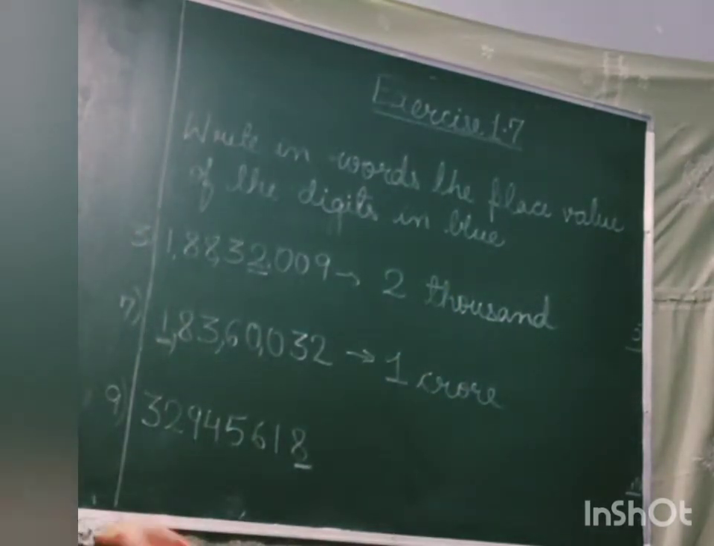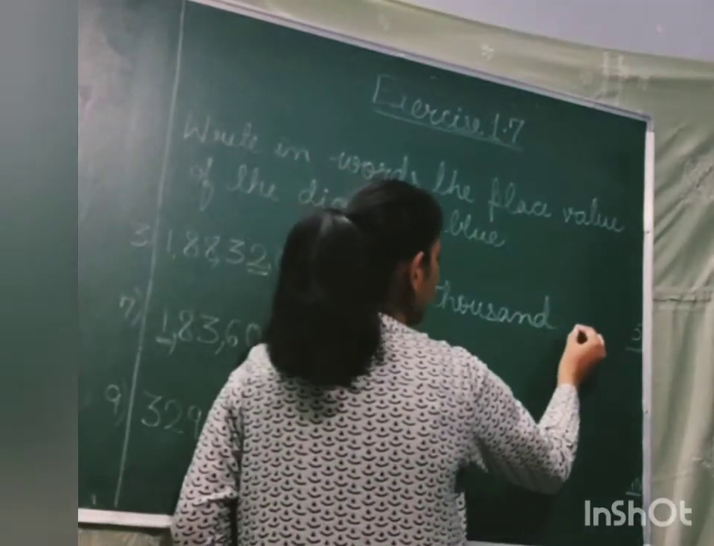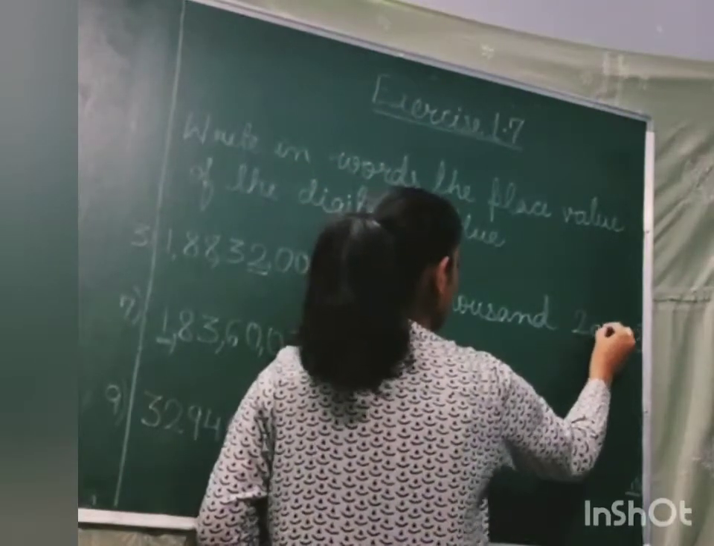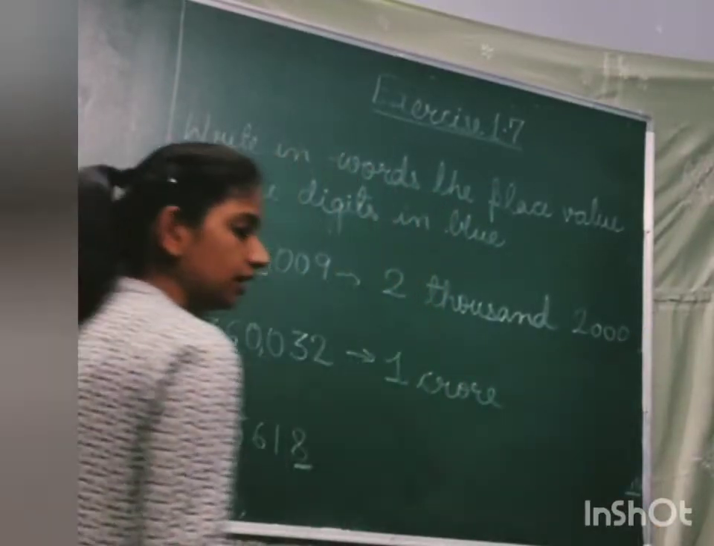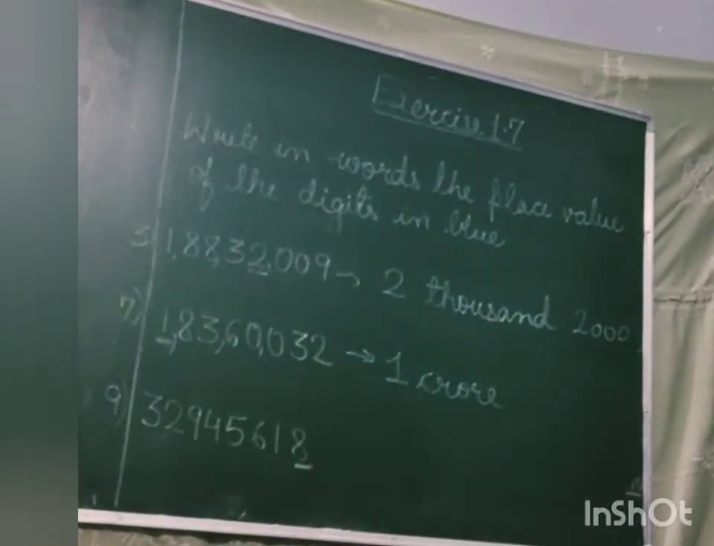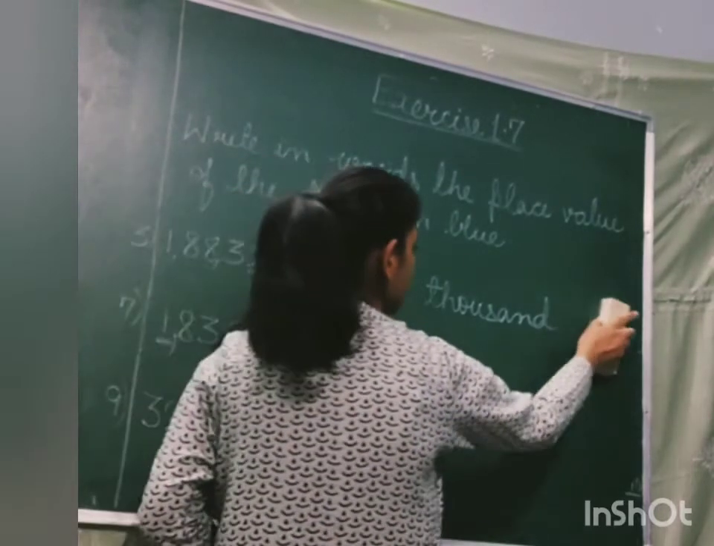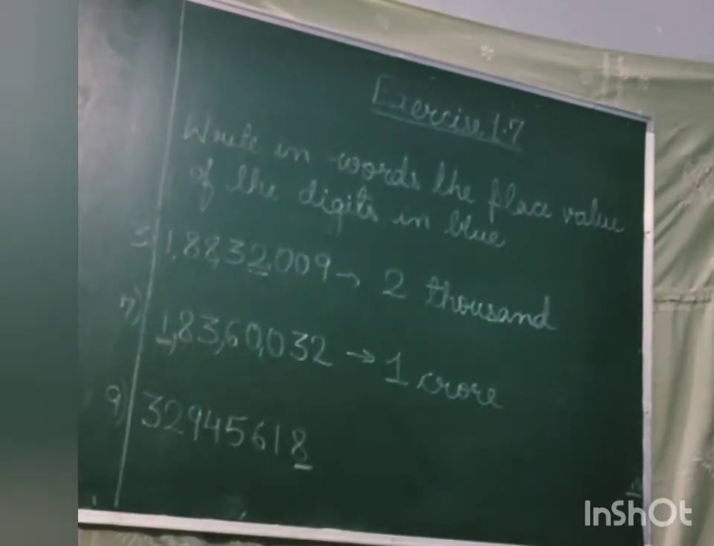If you are asked to write in numerals, then you will write down 2,000. That is, if you are asked to write it down in numerals. But in this question, you are not asked to write down the place value in numerals. You are asked to write it in words. That's why I have written it like this.